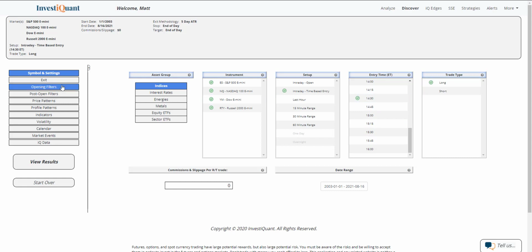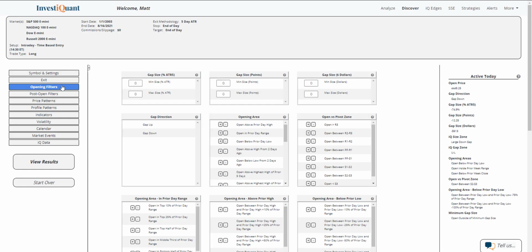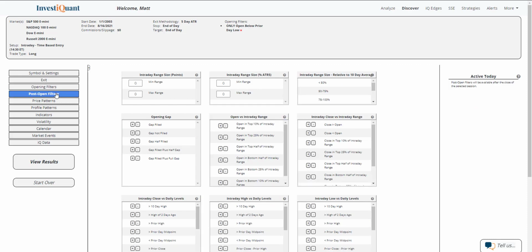And I'm going to go into the opening filters next, and I'm going to say that the open was below the prior session low of day. So to do that, under opening area, I'm going to hit equals next to open below prior day low. And next, I'm going to go into the post-open filters, and this is where I can add the price action around what's taken place since the open. We are currently trading above the opening print, so that seemed important, and I'm going to add that by going to the intraday close versus intraday range. I'm going to hit equals next to close above open, and that means that the price as of 2:30, since that's the entry time I've selected, is above the opening print.